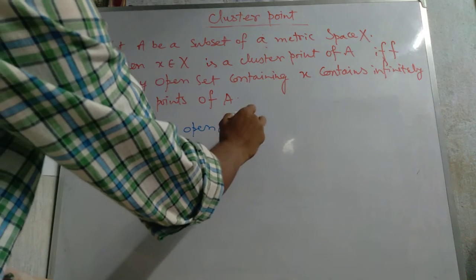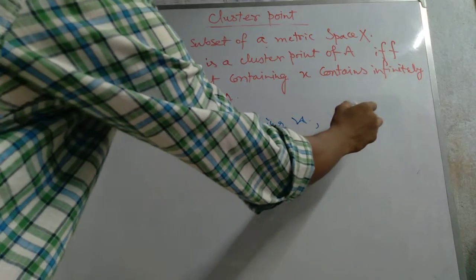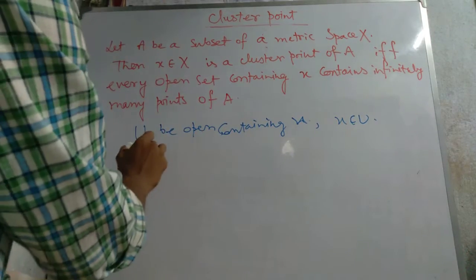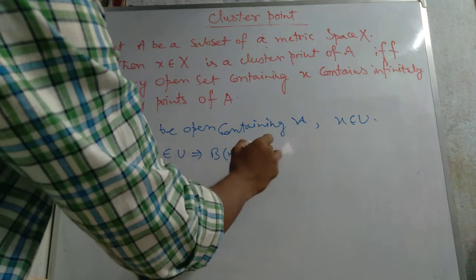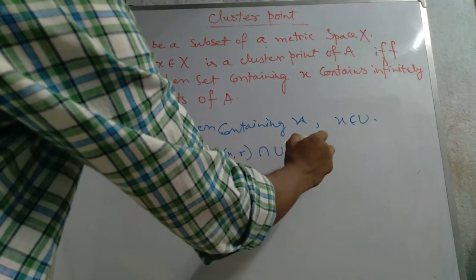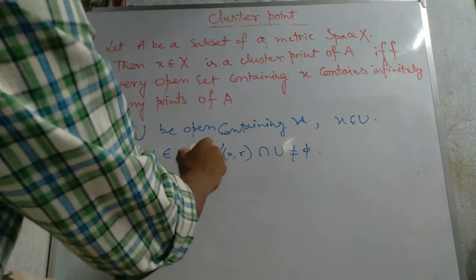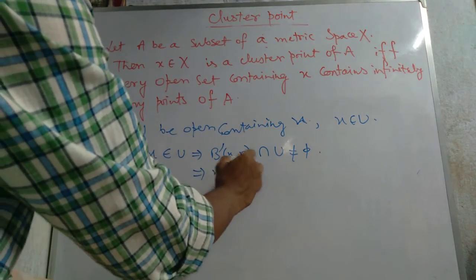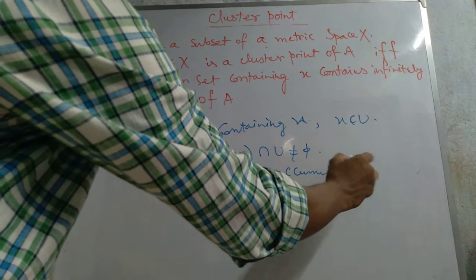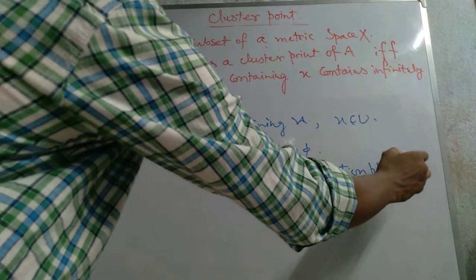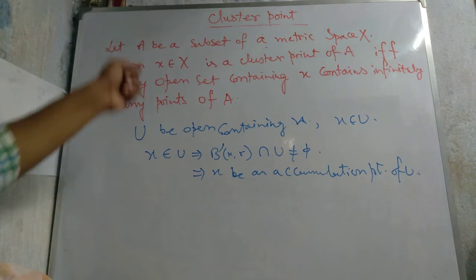containing x. That means x belongs to U. And so then x belongs to U implies B(x,r) intersection U not equal to phi. So B'(x,r) is not equal to phi. So this one, x, is an accumulation point. Too easy. But now we discuss about that first portion.